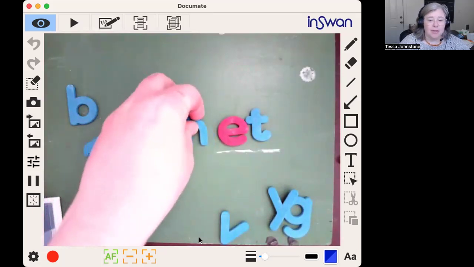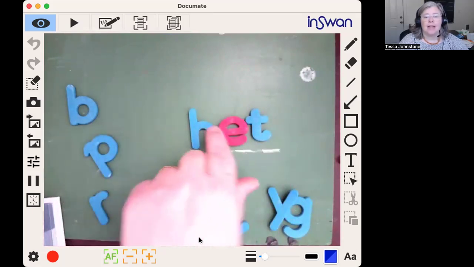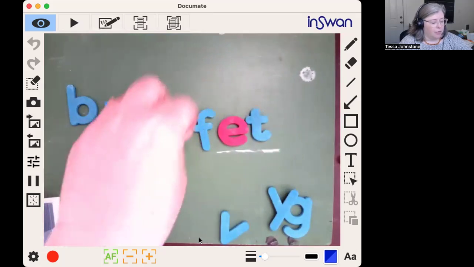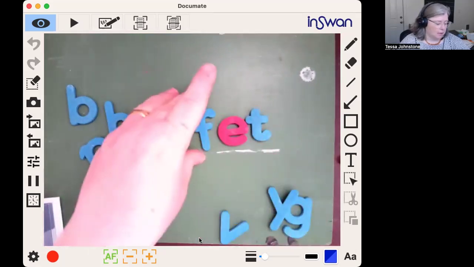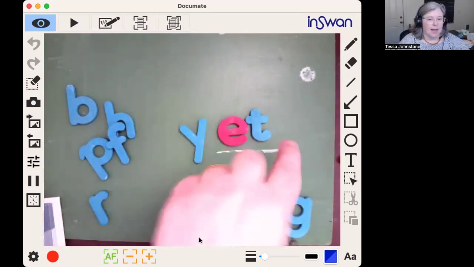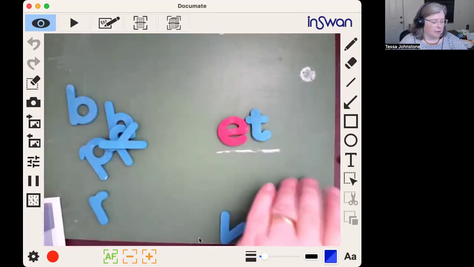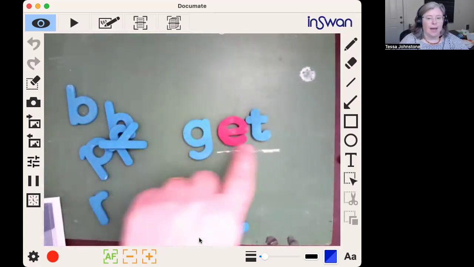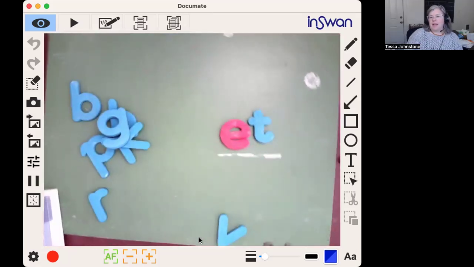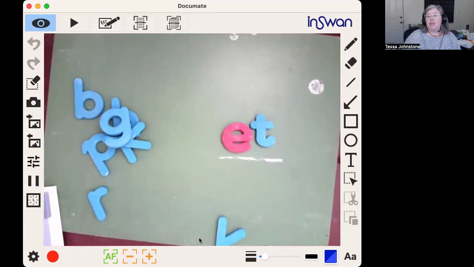Now let's do some nonsense words. Et, het. Et, fet. Y, et, yet. G, et, get. And obviously I'm moving through it fast, but I do this fast.